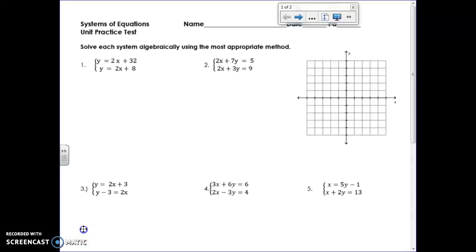Alright, I'm going to go ahead and go through the answers for the Systems of Equations Unit Practice Test to help you guys study for your test tomorrow. So for 1 through 5, they want you to solve them using the appropriate methods, so either substitution, elimination, or graphing. For this first one, I noticed that they're both in the y equals mx plus b form, so that's an easy one to graph.